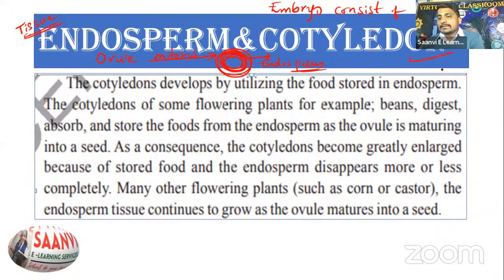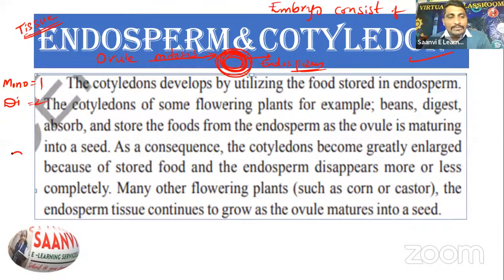Now, what is a cotyledon, sir? A cotyledon is nothing but a seed leaf. If a flowering plant's seed consists of one seed leaf, then it is a monocotyledon. If it consists of two seed leaves, it is a dicotyledon. Mono means one, di means two.